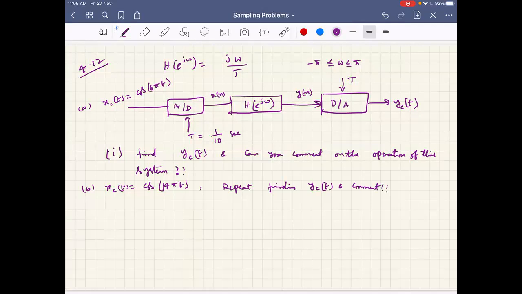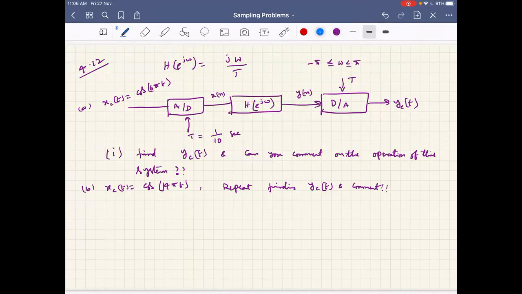So I request one of the students to start the discussion. How do we start first? What is our first step? Convert xc of t to x of n. Very good. Who has told this? Harshvardhan, very good.